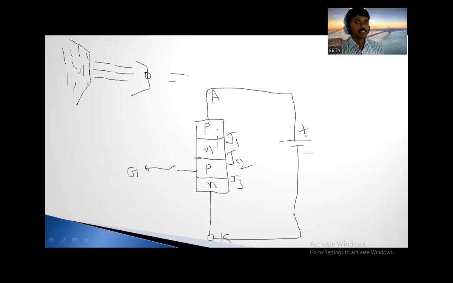By injecting current into the inner P layer. How can we inject current into the inner P layer? By applying some amount of voltage to the gate circuit. Is that clear? This is the positive and this is the negative.